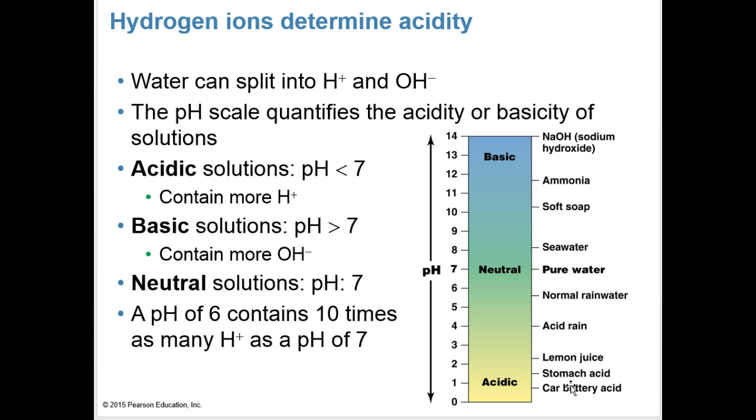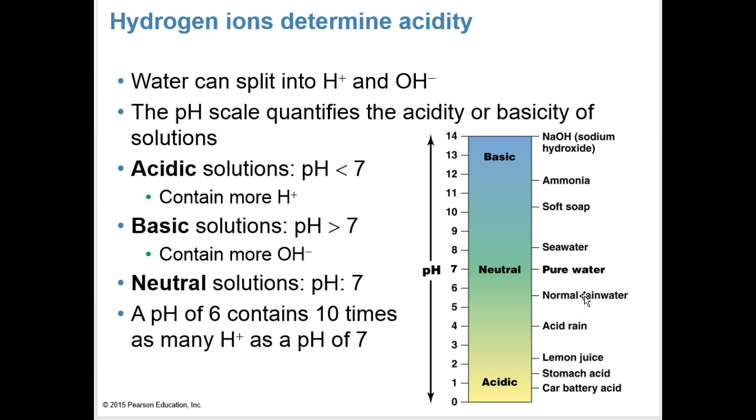And the same thing with bases. Bases are higher than the number 7. In increasing alkalinity, they include seawater, soft soap, ammonia, and sodium hydroxide. These have more hydroxide or OH negative ions, and just like hydrogen ions, they can be dangerous as well. When they're floating around by themselves and they're not tied up in water molecules or other molecules, they can go off and bond with other things that they shouldn't be bonding with.